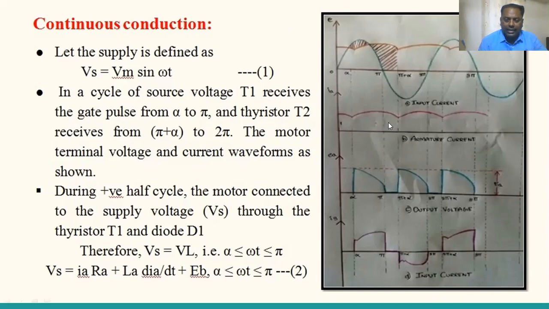It is already clear. During the positive half cycle, the motor is connected to the supply voltage Vs through T1 and D1. Therefore Vs is equal to VL from alpha less than or equal to omega t less than or equal to pi. This Vs can also be written in terms of the slope equation: Vs is equal to Ia into Ra plus La dIa by dt plus Eb, for alpha less than or equal to omega t less than or equal to pi. This is equation number 2.